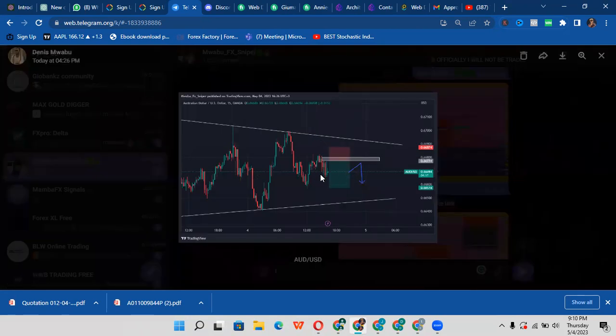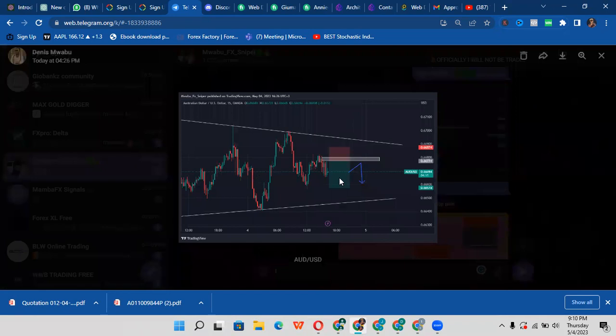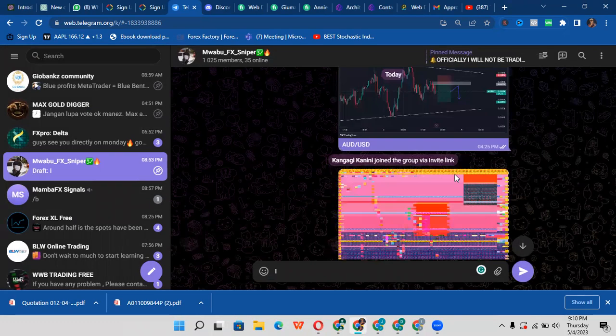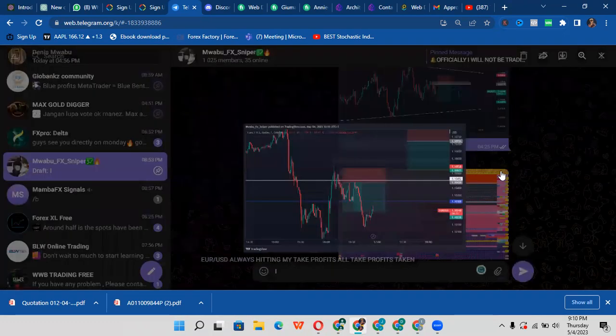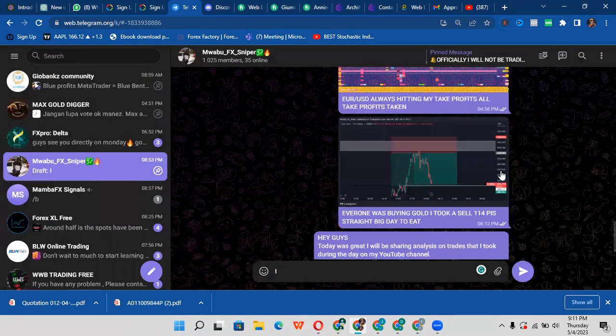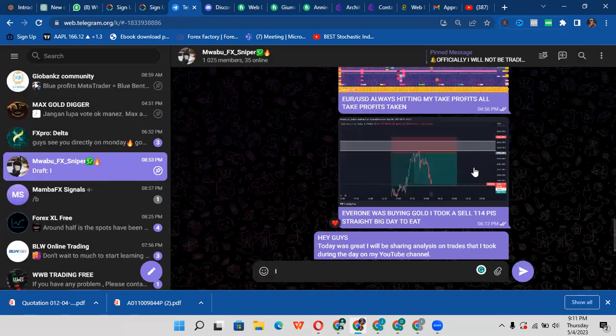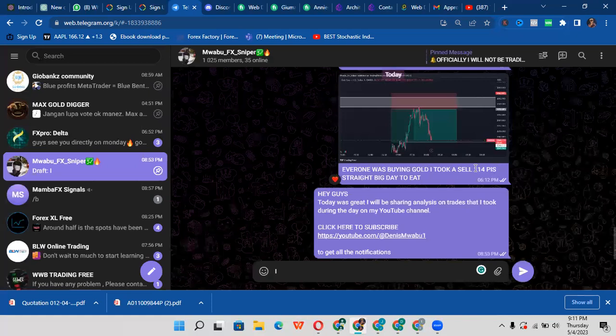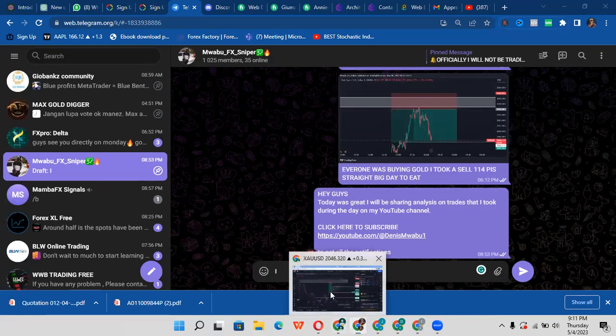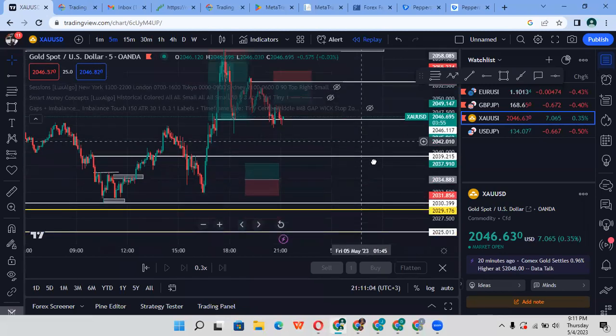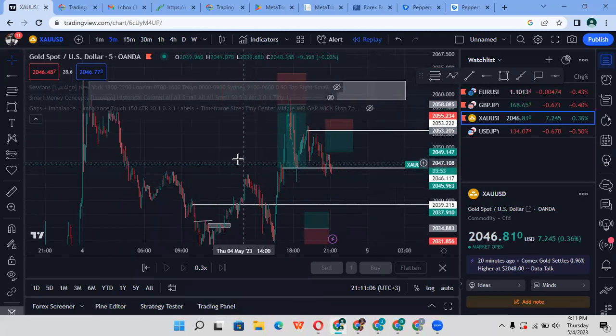AUD USD, I did not take this trade because it did not play how I was expecting it to play. So yes, I want to dive into explaining Euro USD. It always gives me the perfect entries. It is one of my favorite currencies right now. This also was gold. I sold it after everyone was buying. And I'm going to be jumping directly into my charts, and I'm going to be sharing with you how exactly I was able to take these trades.